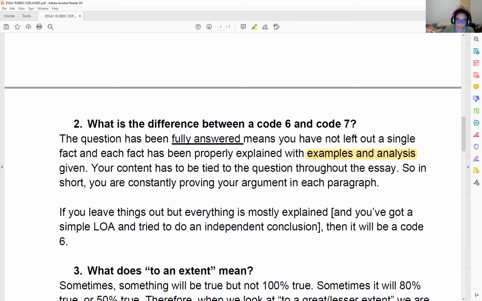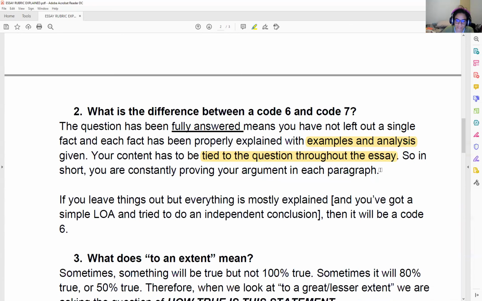Your content has to be tied to the question throughout the essay. That means if the question is asking you something, it needs to come out in your content. Remember my Goldilocks example? Every time you explain something, you need to refer back to the question. So in short, you are constantly proving your argument in each paragraph.